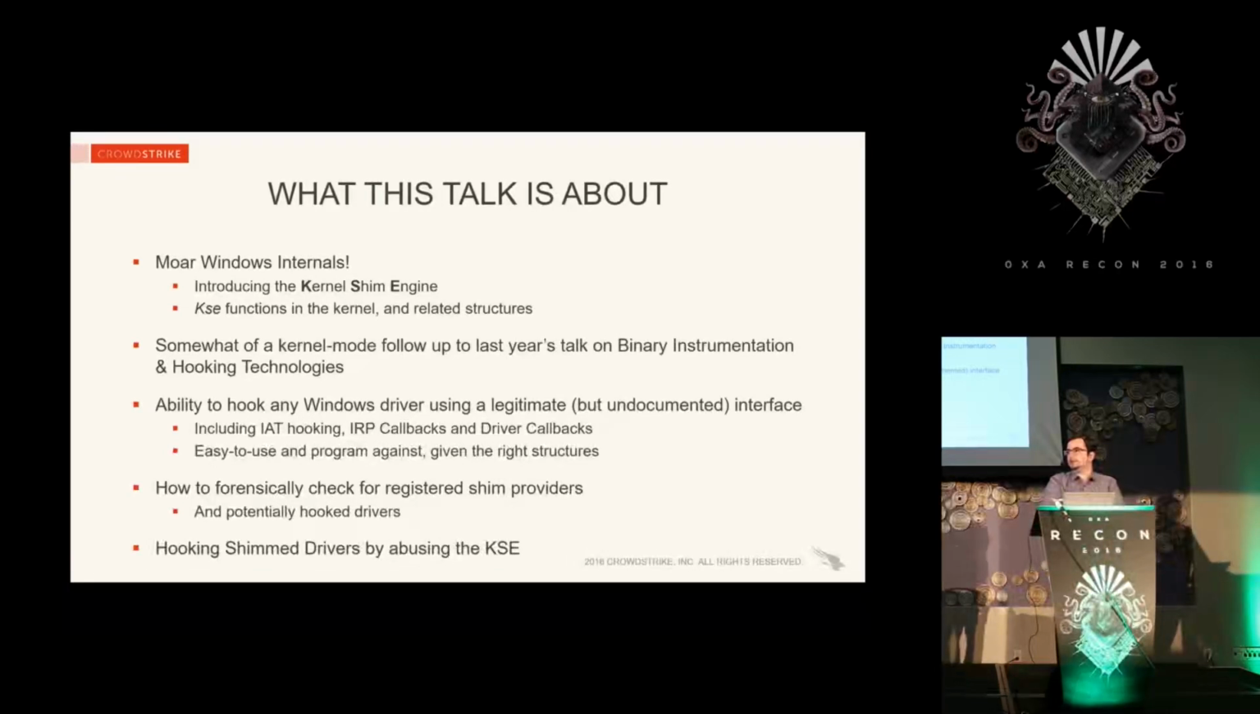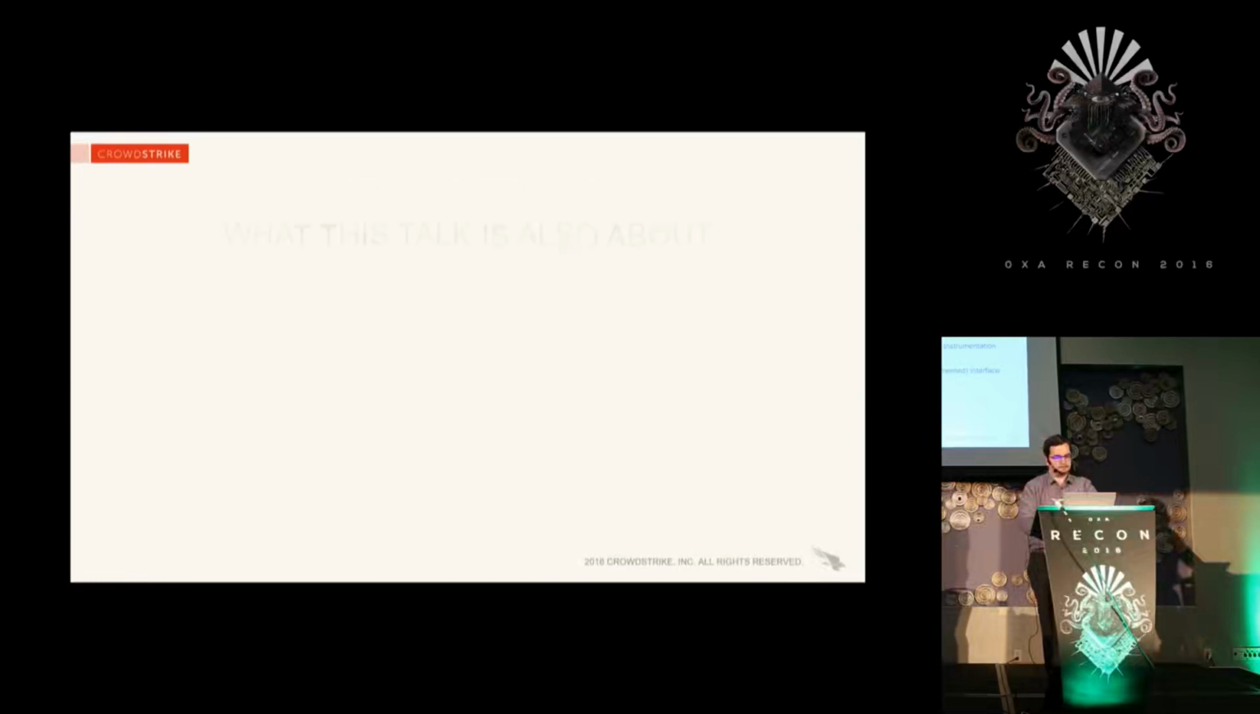Then we're going to talk about how to, again, forensically look for Shim providers. So what's already on the machine? What is it shimming? Are there things that should not be there by default? And we'll talk about something interesting, which is how you can actually hook the hook engine itself, or hooking the Shim engine, which has some interesting kind of bypass properties.